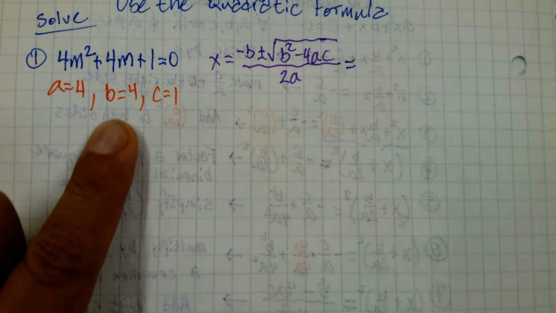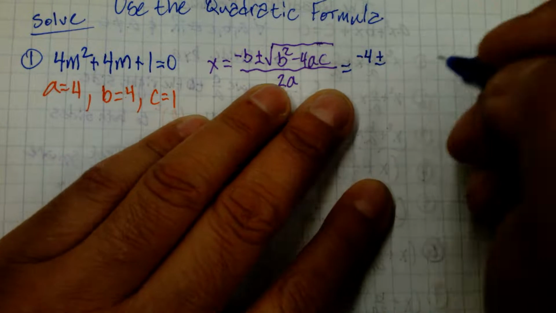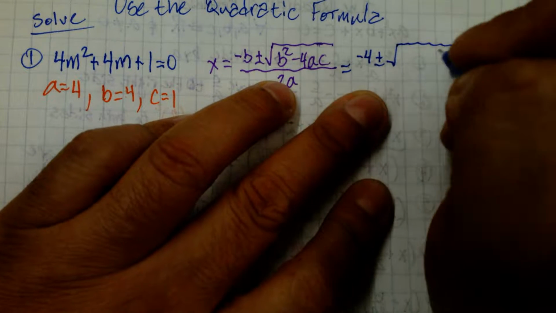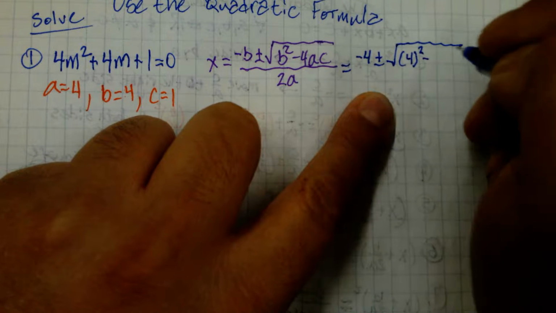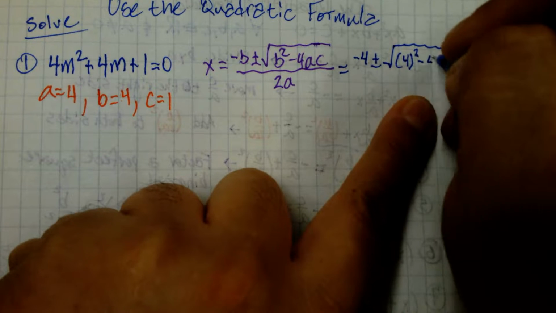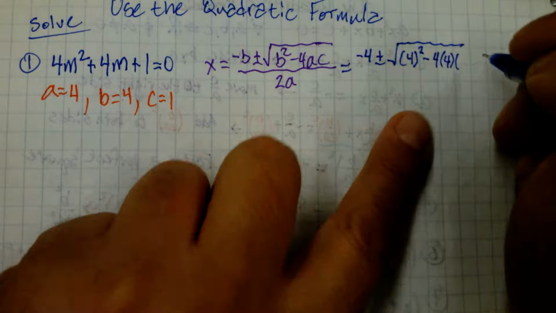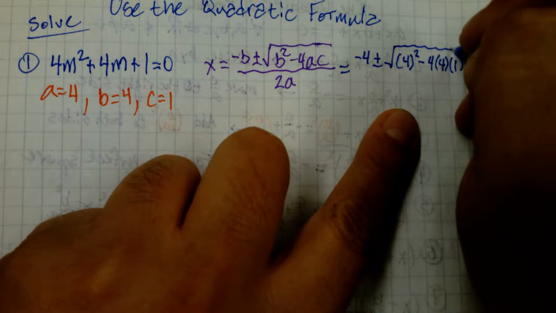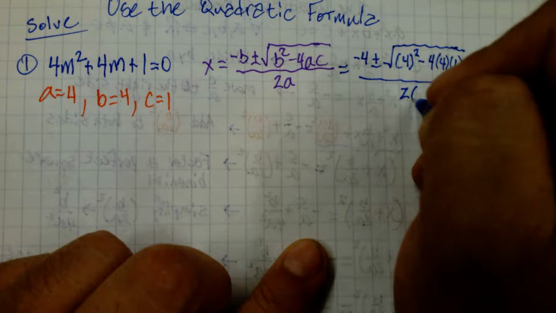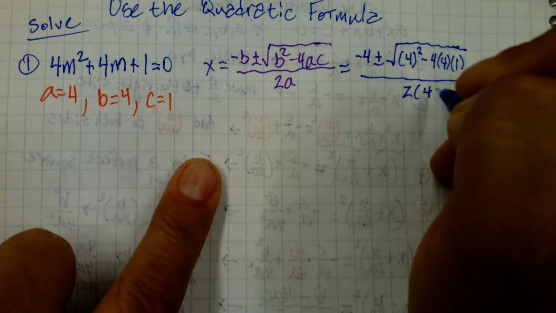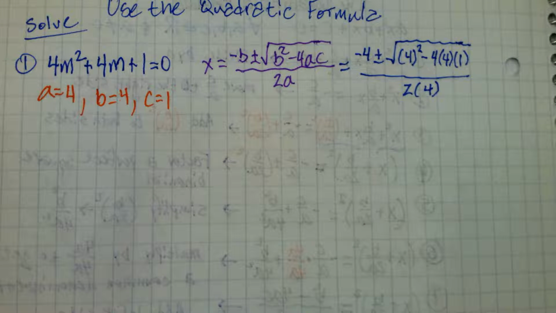So b is 4, so this is going to be negative 4 plus or minus the square root of 4 squared minus 4 times a, which is 4, times c, which is 1. Notice I'm using parentheses. Get in the habit of doing that for these type of problems. All over 2 times 4. Okay. So all I did here, just put the numbers in.